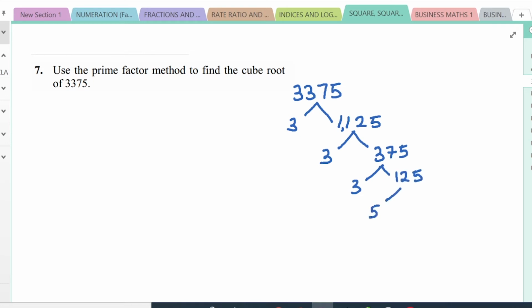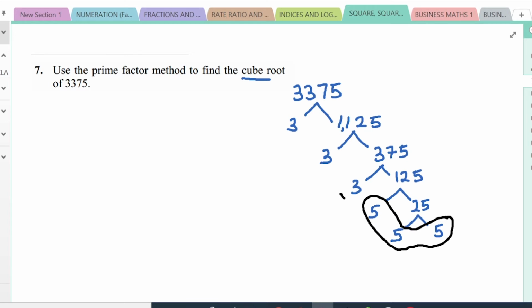Then we can divide that by 5. When we divide that by 5, we shall end up with 25. When we divide that by 5, we shall end up with 5. Now we have factorized it, broken it down like that. Now they're asking us to find the cube root. So the cube root means that we are going to divide the factors into groups of 3.